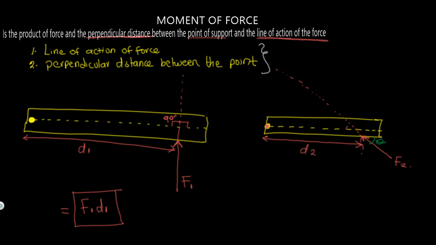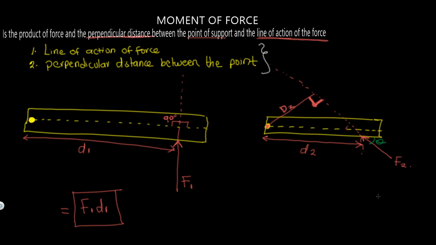So we can extend this line going up like that, and then we assume this one is 90 degrees. So you don't have to measure it, you can just calculate it. I'll show you how we do it. So this one becomes 90 degrees. Now we have made sure that this force is now acting perpendicular to this distance. So this is the perpendicular distance. So you can call it capital D2.